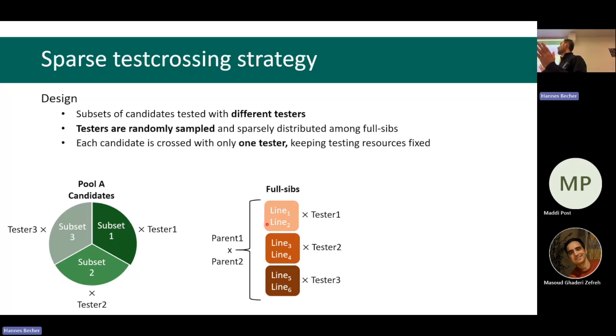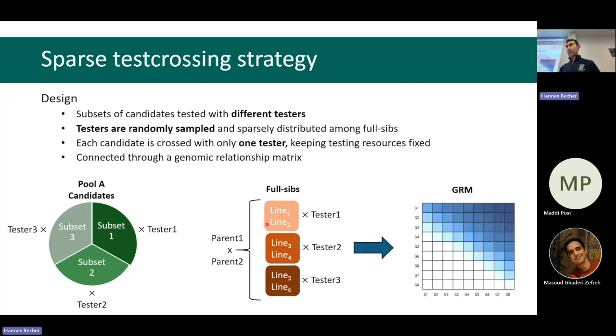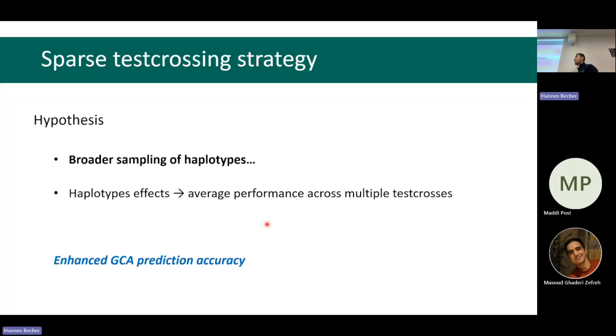This is to keep the testing resource fixed compared to the conventional design with one tester. So we keep the resource fixed, but we use few testers to estimate the general combining ability. And of course, now we use the GRM to connect all the candidates and exploit the haplotype complementarity between the groups. What is the hypothesis behind this? Well, having more testers, we have a broad sampling of the haplotypes from the complementary pool, because the idea is to sparsely distribute the testers among these full-sib families. Full-sib families have common haplotypes, and these common haplotypes are tested with different haplotypes coming from different testers. So we have a better evaluation of the complementarity.